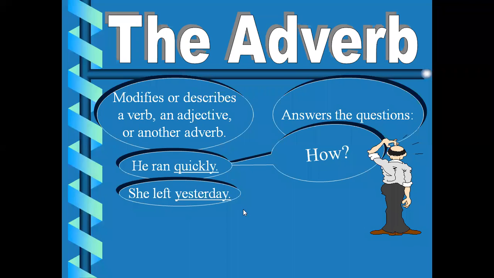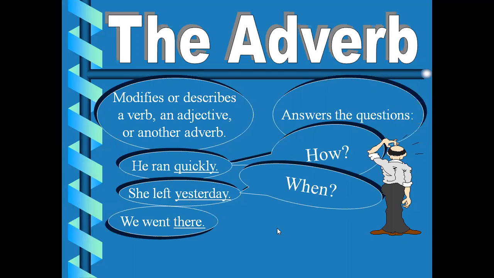She left yesterday. Yesterday is an adverb of time because it describes a period of time. So she left yesterday. Yesterday here answers the question word when. We went there. There refers to a place.